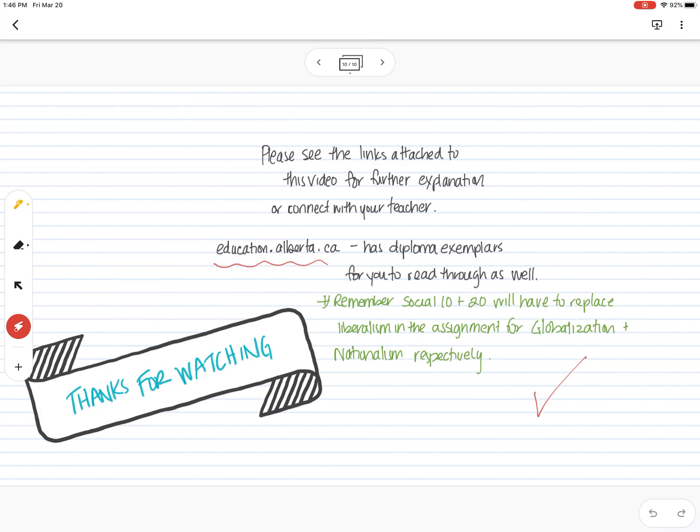And we are going to provide you with a link to Alberta Education that has a whole host of diploma exemplars. Now, Social 10 and Social 20, you'll have to replace liberalism for globalization and nationalism, respectively, but it will give you the idea of what a satisfactory paper looks like. Which are those papers in that 60% ballpark, those PF papers, which are going to be those papers in that 80% ballpark, and those E papers, which are going to be that 90+% paper. It'll give you an idea of what those look like, at least at the 30 level.